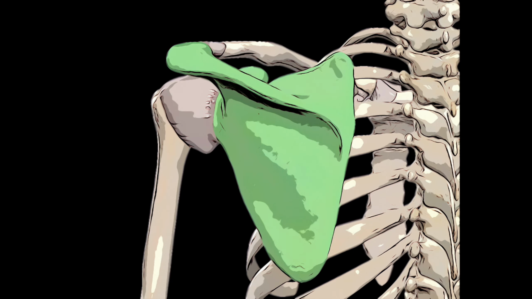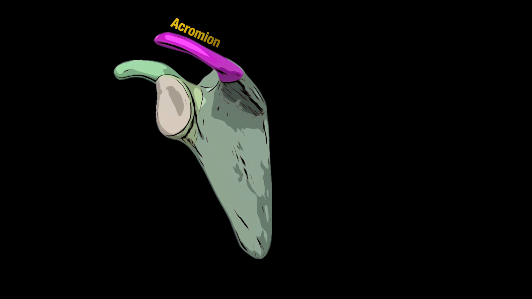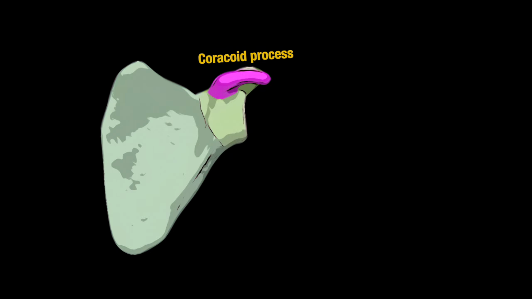glenohumeral joint. The acromion is the projection from the lateral aspect of the spine of the scapula. It articulates with the clavicle, forming the acromioclavicular joint. The coracoid process is the thick, beak-like projection extending from the lateral end of the scapula's superior border. The coracoid process can be located by deep palpation on the lateral border of the deltopectoral triangle.